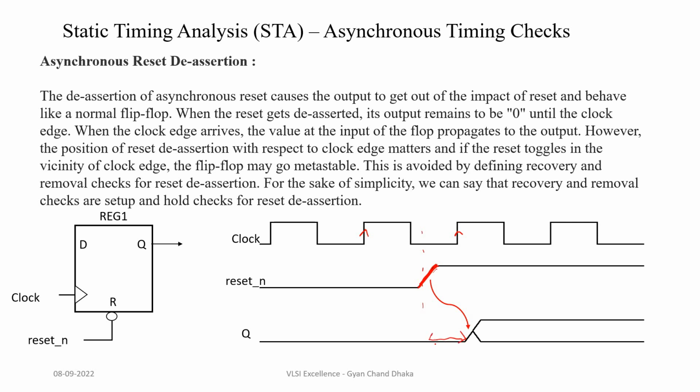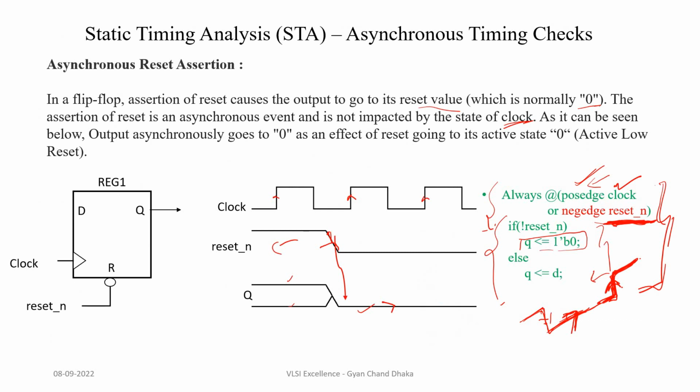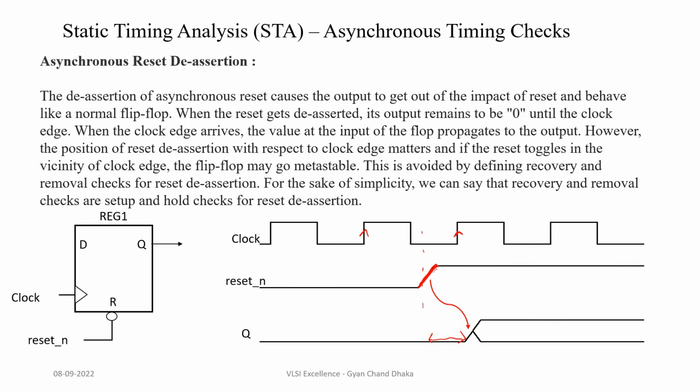The flip-flop output will only change at the next rising edge, because if you see in the code, this code is not sensitive to the positive edge of the reset. It is only sensitive to the positive edge of the clock. So the output of the flip-flop can only change at this stage. It can be either 1 or 0 depending on the data signal, the flip-flop data input signal.